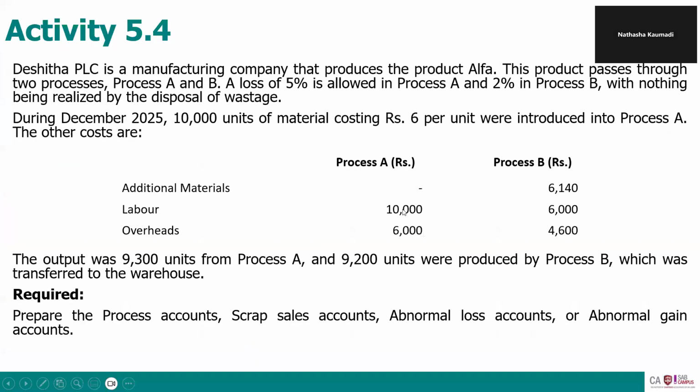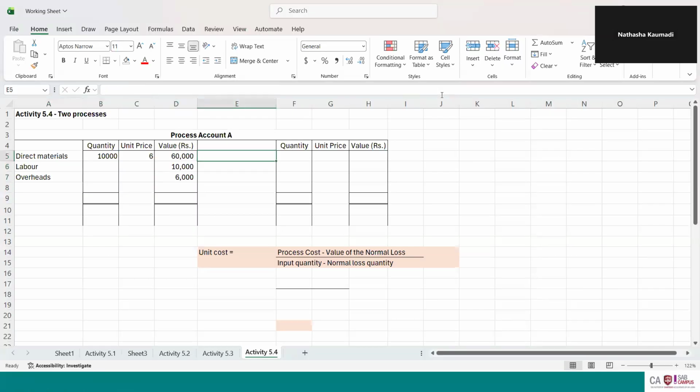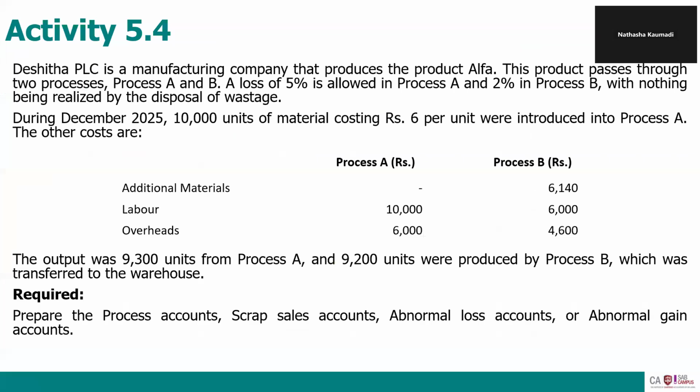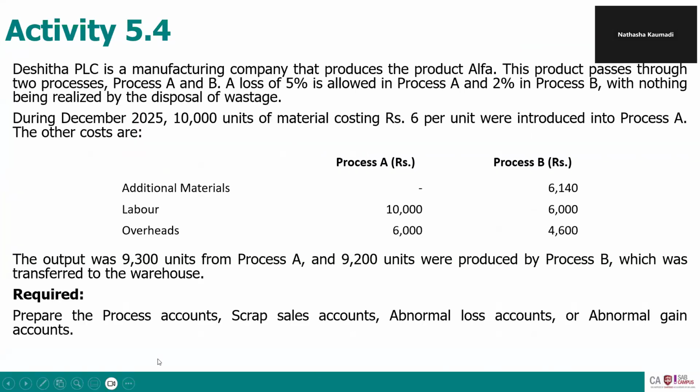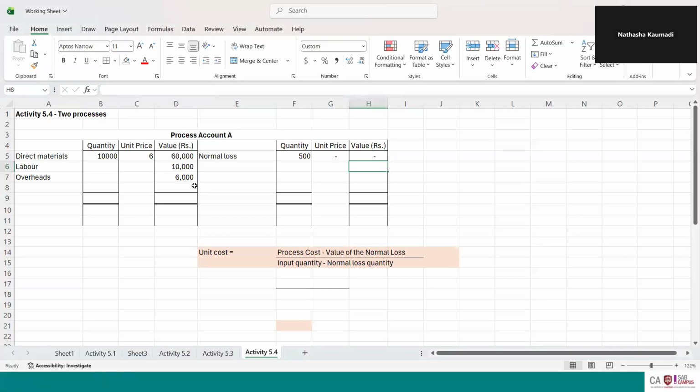And you have a normal loss is there. A loss of 5% is allowed in process A. So you write normal loss 5%. 5% means 10,000 multiplied by 0.05, 500 units, you have a normal loss. Do we have any indication of scrap sales in this question? We don't have. So that means, do we put a value here? No, we are not putting value. Usually we are not putting a value for normal losses. Right. And then you have to write the output, right? We have written everything, but output is not here. So output of process A.